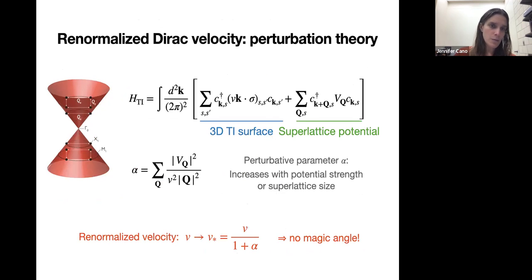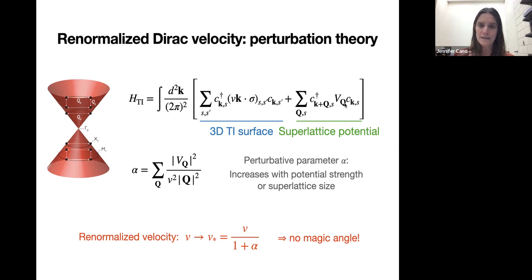So how can we get a handle on how the Dirac cone velocity changes from the superlattice potential? Well, the first thing that we did was a generalization of the Bistritzer-MacDonald model, which is just to take the leading order in perturbation theory. So our Hamiltonian is the k dot sigma on the surface of the TI, and then we impose this superlattice potential, which has some wave vectors q.